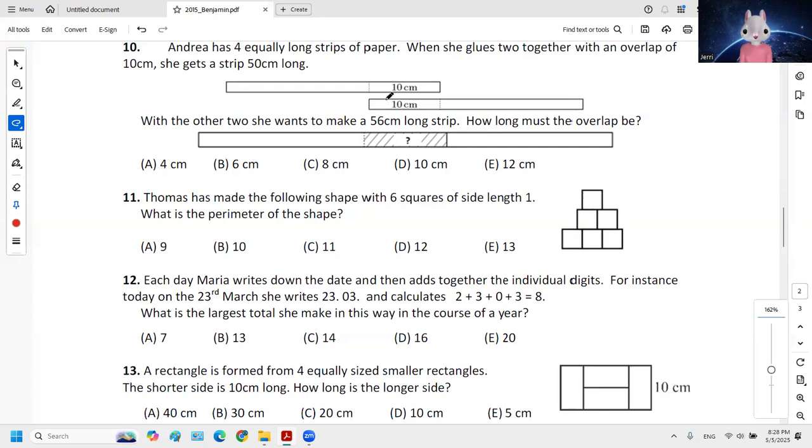So this overlap is just one piece of paper on top of the other piece of paper. Right here it is 10, so we need to use 10 because this is 50 and this is 56. So minus 6. It equals 4. So A is the answer.